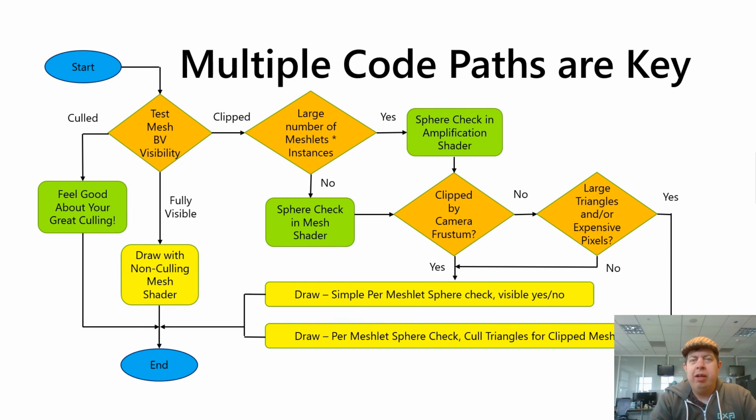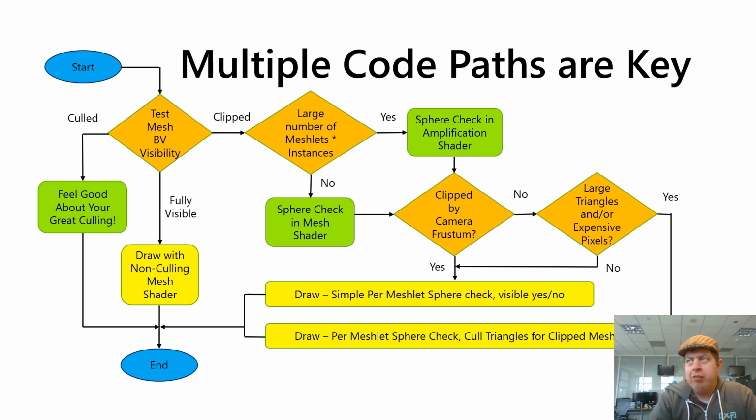So what we in fact end up with is potentially 3 different PSOs for drawing your mesh. The first case is that your mesh is entirely visible, and we're going to just draw it with a pass-through mesh shader. It's not going to do any culling at all. Then, well, we might have more than 3 PSOs, sorry. Then we're going to say, do we have a large number of instances and a large number of meshlets, in which case we should be doing a sphere check in an amplification shader. Otherwise, potentially we might want to do it in a mesh shader, but I would check your mileage on that one. Then, of course, is it clipped by the camera frustum?